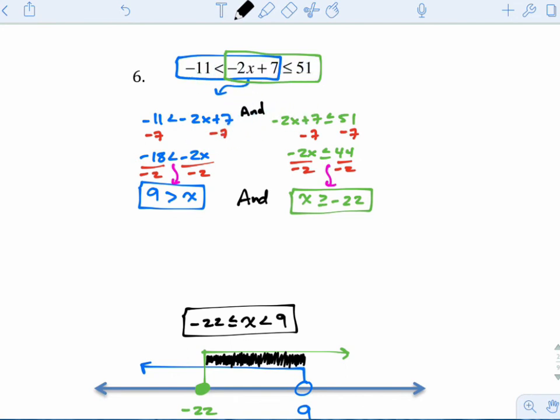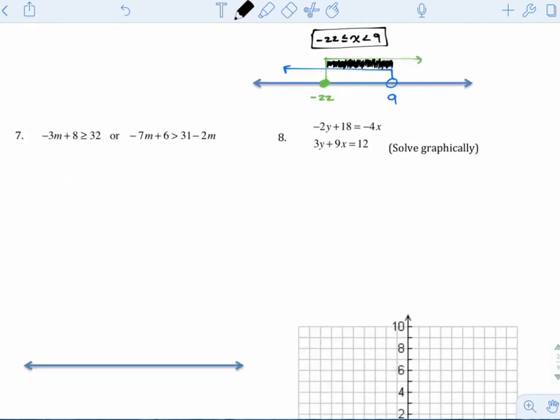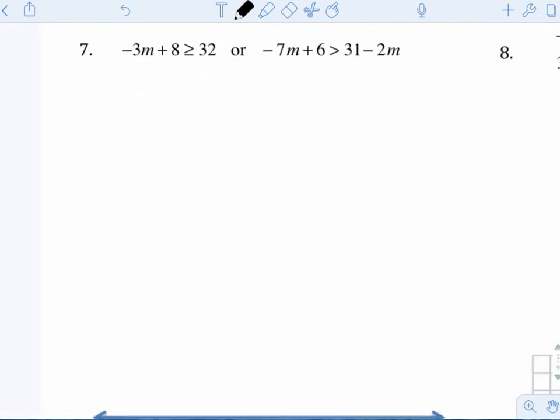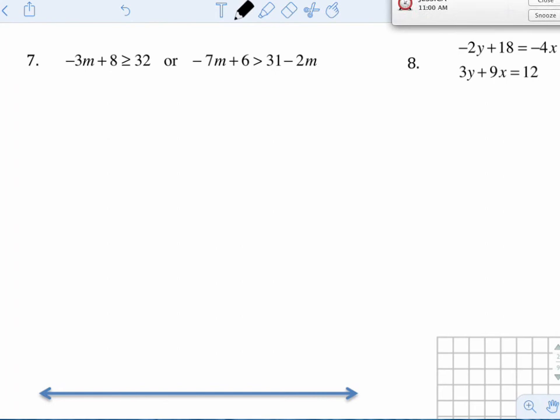So, all right. Moving on to number 7. Okay, we've got another inequality problem, but this time we have an or statement instead of an and statement.